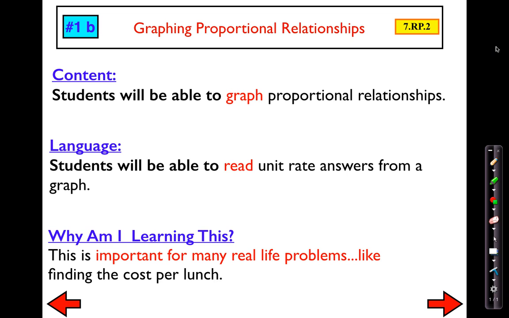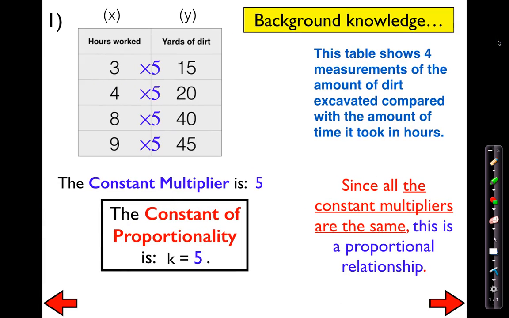Why am I learning this? Well, it's important for many real-life problems like finding the cost per lunch. So here we have some background knowledge from 7th grade. All I really want to get from this slide is the constant of proportionality.